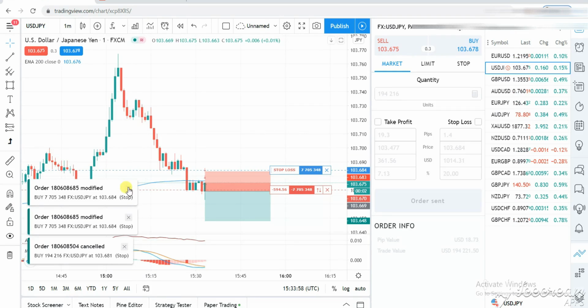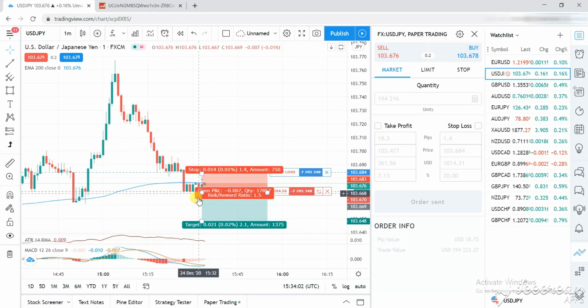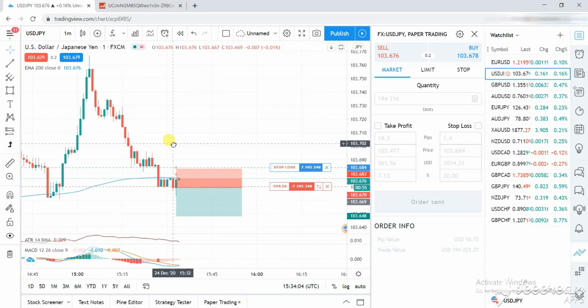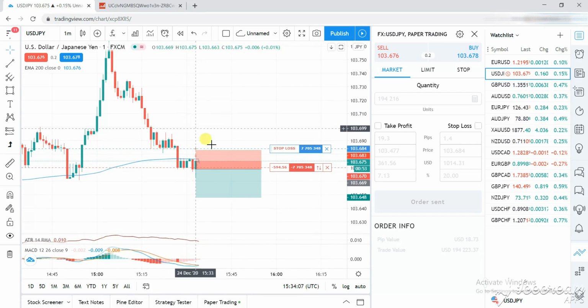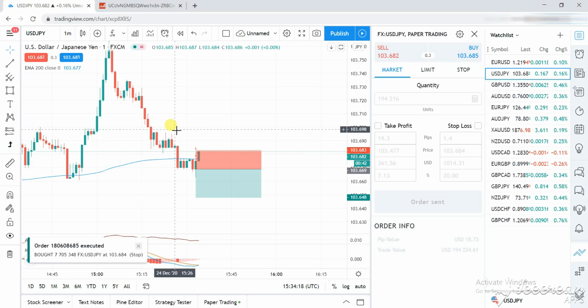Oh my god, oh my god, look at this spike, guys. This is really dangerous. This is really crazy. Oh my god, it's taking me out. Oh my god, guys.